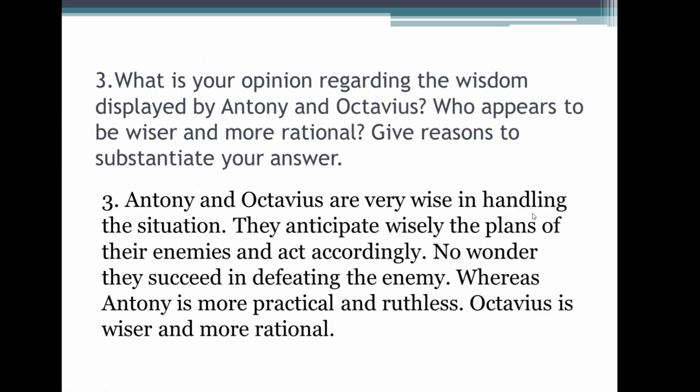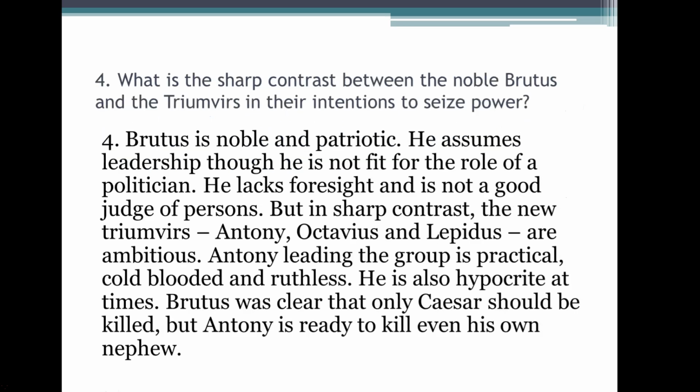This you can underline. What is your opinion regarding the wisdom displayed by Antony and Octavius, who appears to be wiser and more rational? Give reasons to substantiate your answer. Answer. Antony and Octavius are very wise in handling the situation. They anticipate wisely the plans of their enemies and act accordingly. No wonder they succeed in defeating the enemy. Whereas Antony is more practical and ruthless, Octavius is wiser and more rational. So as per the questions, you can underline the keywords, or you can underline the entire sentence as well.